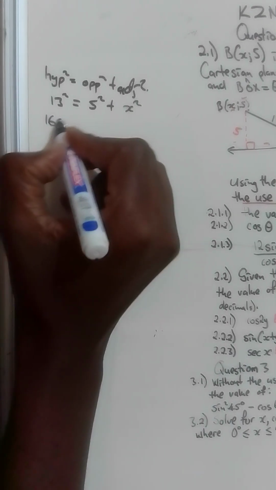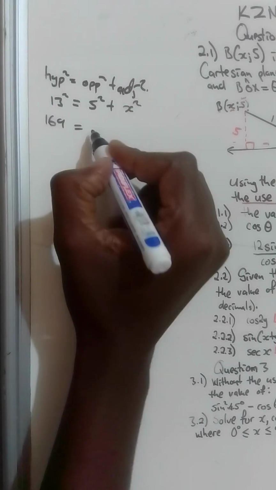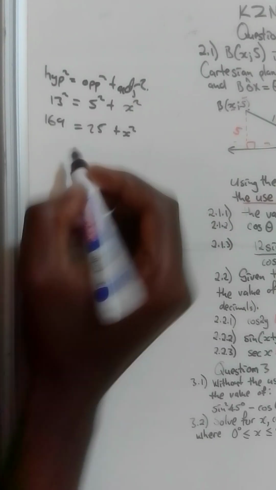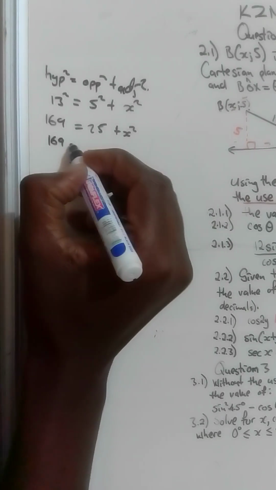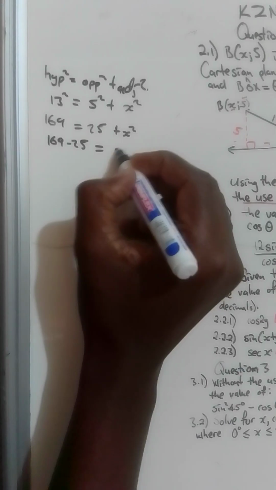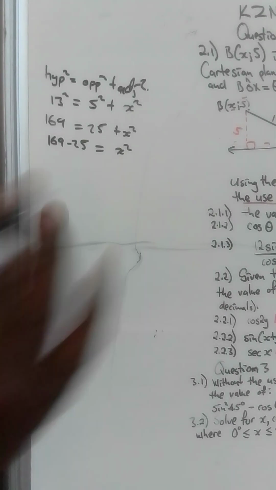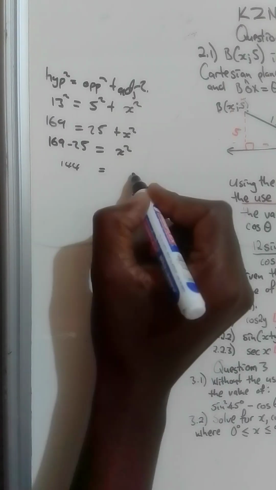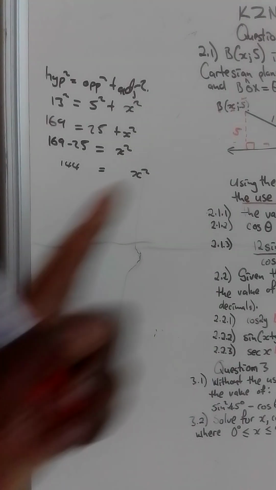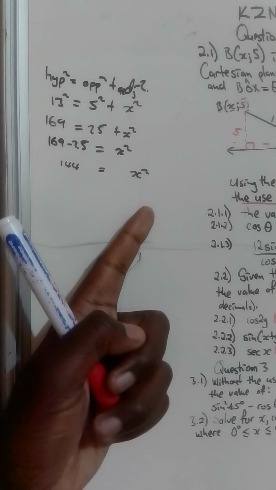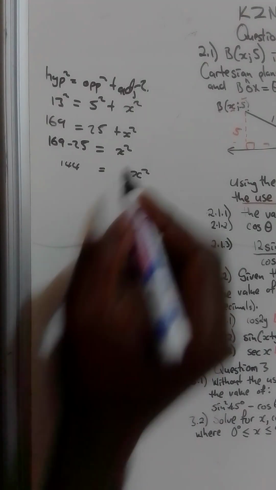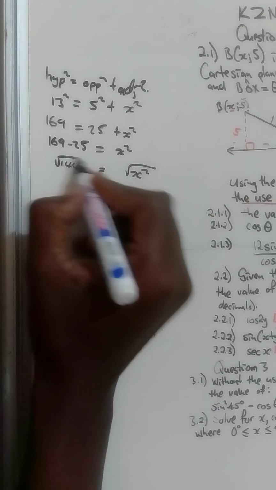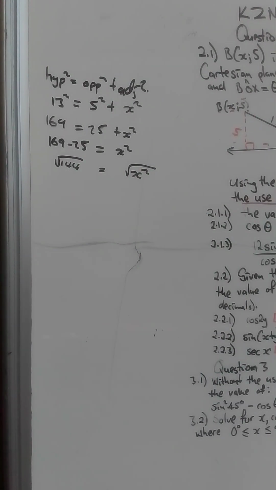Then 13 squared is equal to 169, so we say 169 is equal to 5 squared, which is 25, plus x squared here. Now I'm going to transpose 25, it becomes a negative, so 169 minus 25 is equal to x squared. 169 minus 25 is equal to 144. So I've got 144, which is equal to x squared. Now I'm looking for x, I'm not looking for x squared. So for me to get rid of this squared, I must say square root, and on the other side, I will say square root.